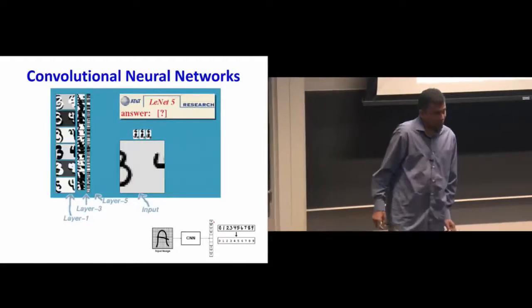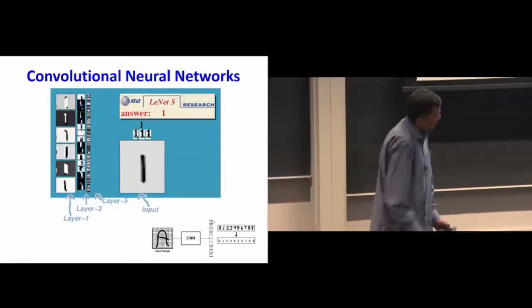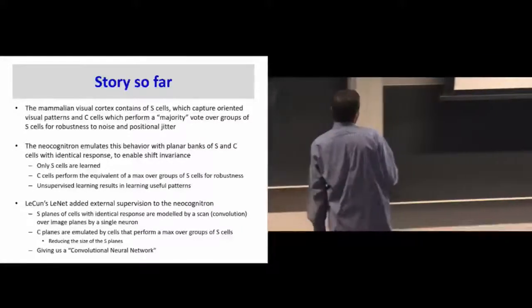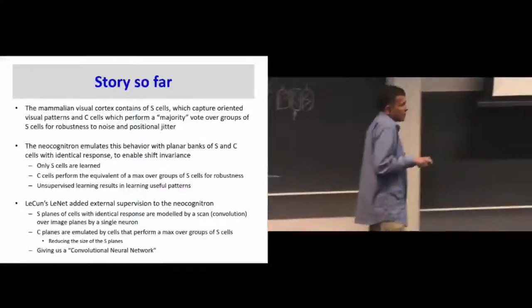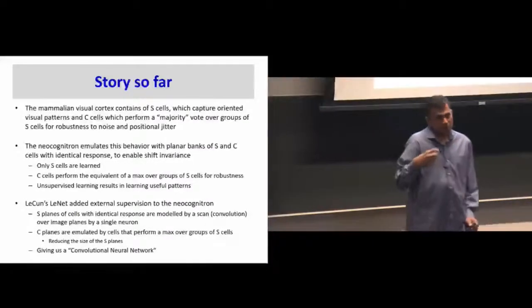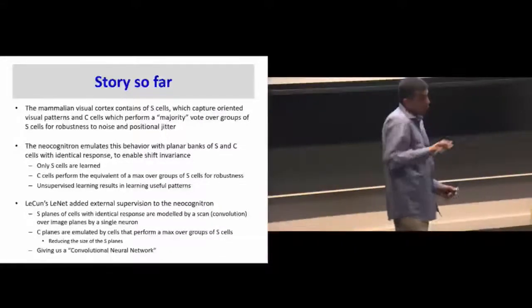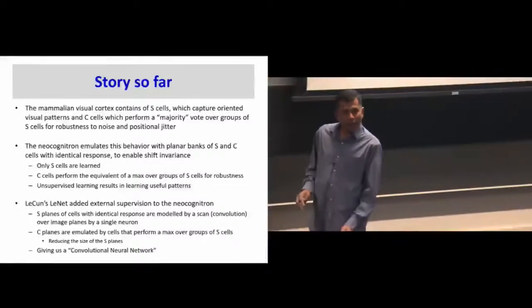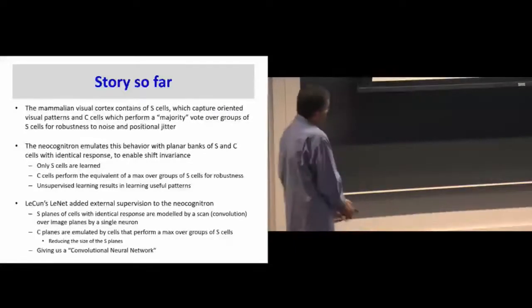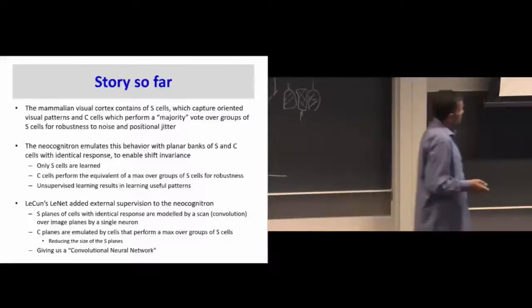This demo is still up on his website. And the US Postal Service actually used it for a while, I believe. So the story so far, the mammalian visual cortex contains S cells, which capture oriented visual patterns, and C cells, which perform a majority vote over groups of S cells to account for noise and positional jitter. And the Cognitron basically emulates this behavior with planar banks of S and C cells with identical response to enable shift invariance. Only the S cells are learned, the C cells have a fixed response.